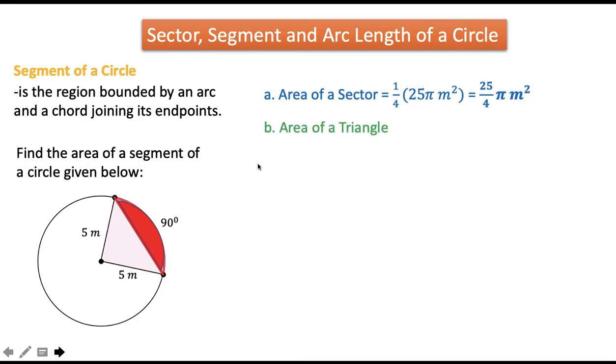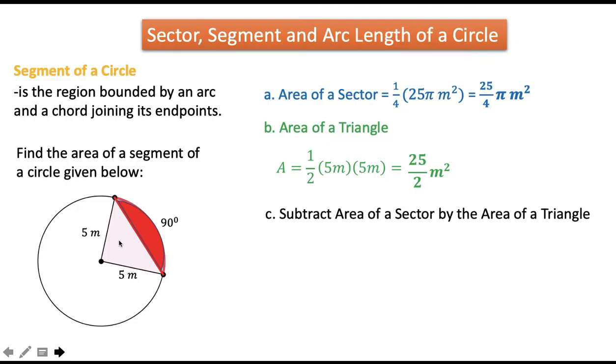Next step, we're going to solve for the area of a triangle. Why? Notice that a part of a sector is a triangle. If we remove this triangle, we will be left with this dark shade of red, which is the segment of a circle. Recall that in solving for the area of a triangle, we multiply the base times height, then divide it by 2 or multiply by 1/2. Our base is 5. Our height is also 5. So 5 times 5 is 25, then times 1/2, 25 divided by 2. This gives us 25 over 2 meters squared, and that is the area of this light shade of red, which is a triangle.